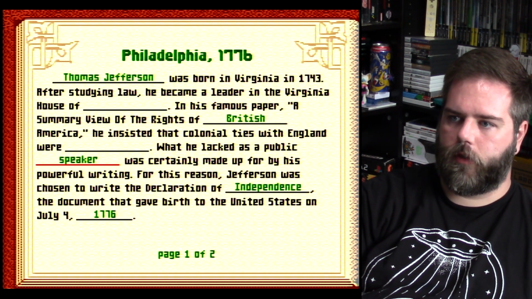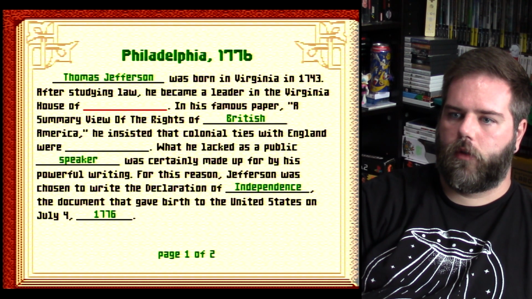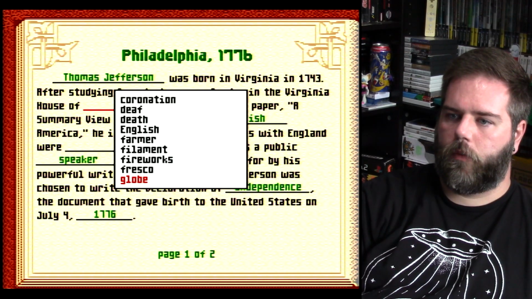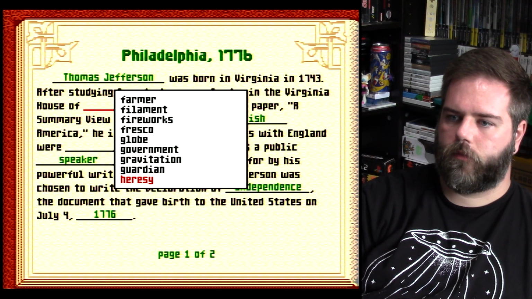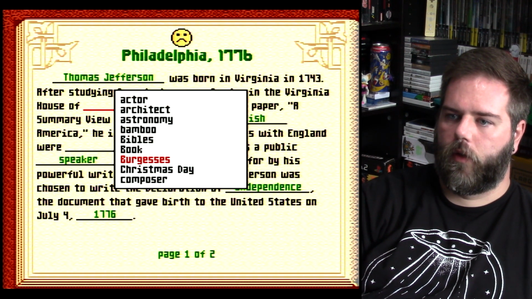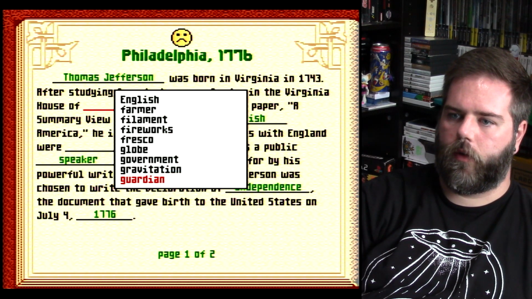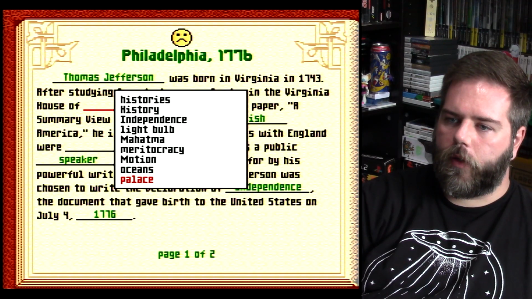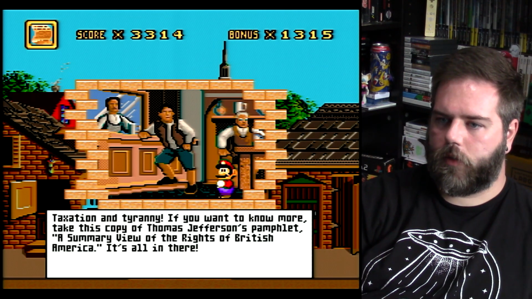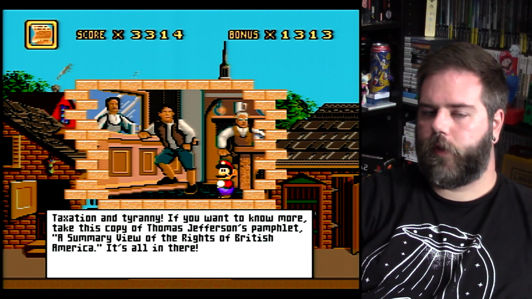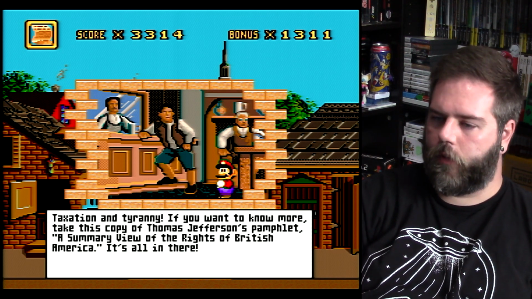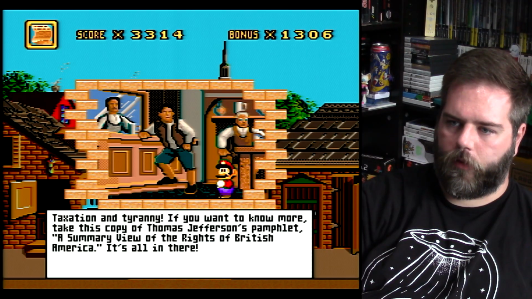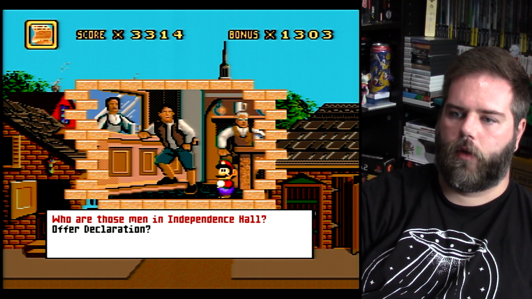On this first page, I still don't know what this is. House of... I wouldn't be any of those so far. Not government. It's something similar to government. Maybe filament? Independence. What caused all this? Taxation and tyranny. I feel like some of these they don't tell you enough about. Either I'm not going to the right spots. If you want to know more, take this copy of Thomas Jefferson's pamphlet, A Summary View of the Rights of British America. It's all in there.